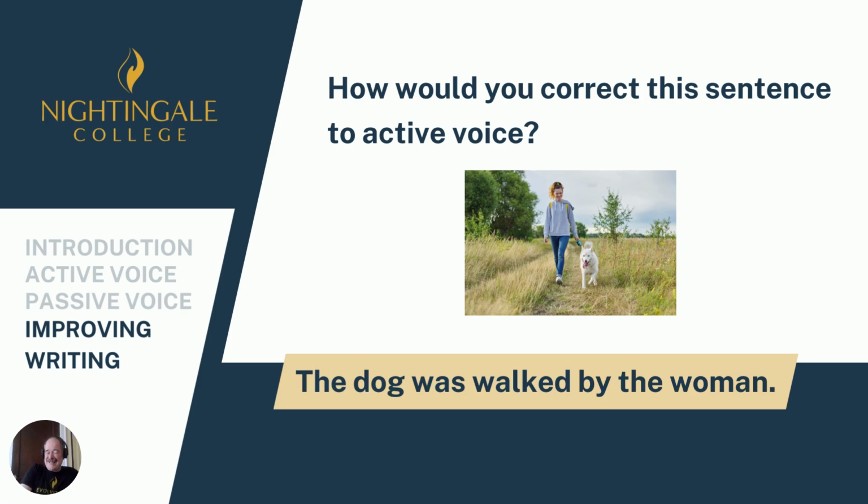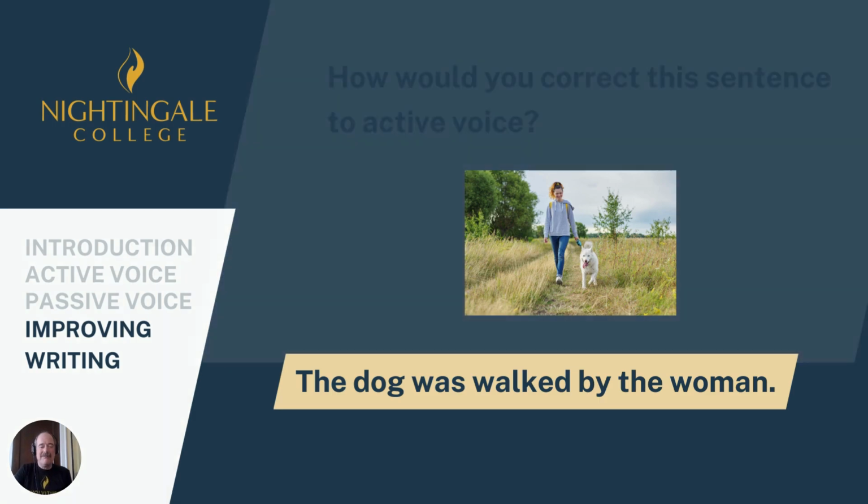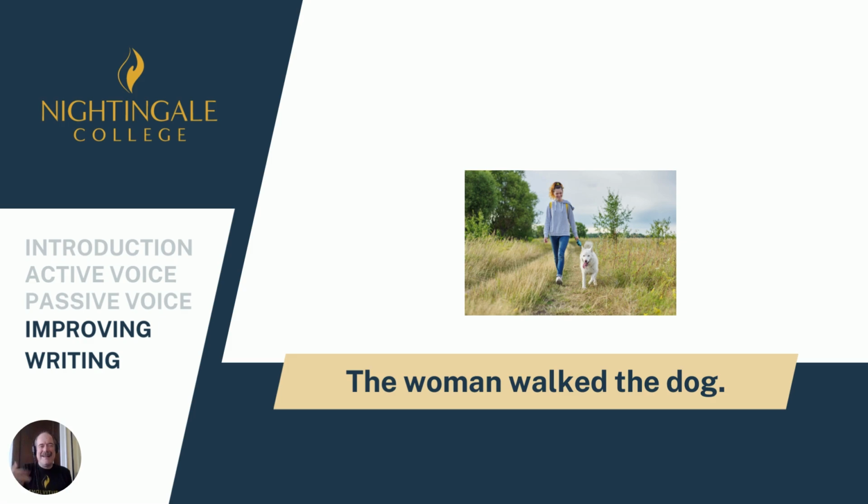So let's take a minute here and look at the very awkward sentence and see how you would correct this to active voice. The dog was walked by the woman. I'm going to guess that you have said the woman walked the dog. Let's see. Exactly. The woman walked the dog, right? Much more straightforward, much shorter, much clearer, much easier to understand.